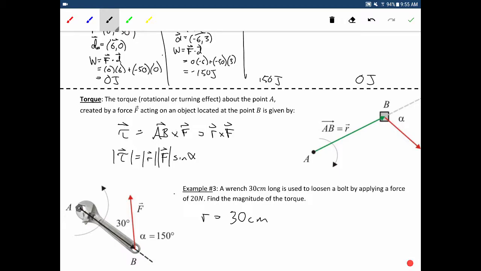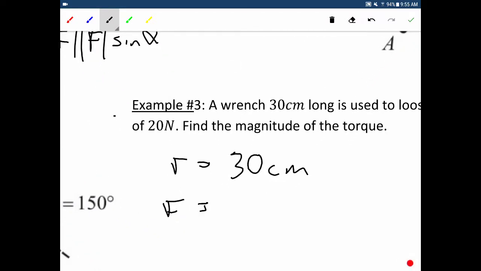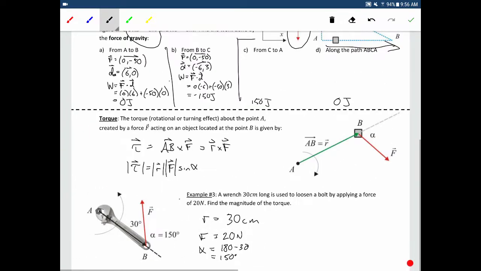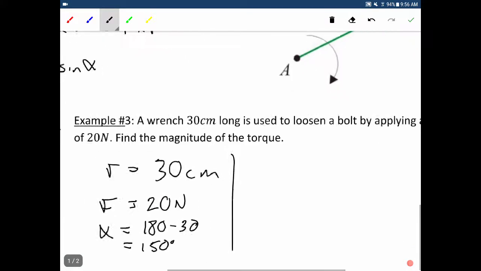Okay. And then we've got F. You'll notice I'm not using the vector symbols here, and that's just because I'm doing the magnitudes here. So this would be 20 newtons. Alpha then, which is the angle created between F and R, is going to be, well, it's 180 minus the 30 degrees. So it's going to be 150 degrees. Okay, and you can see right there, I've already labeled it. So there we go. There's all the information we need. Now we can just use our formula.